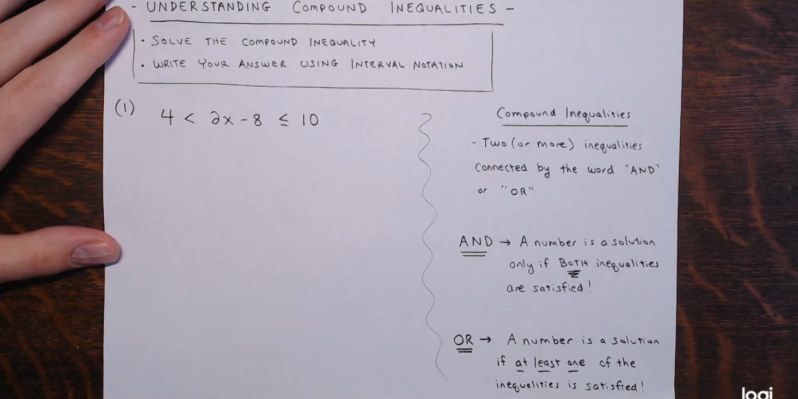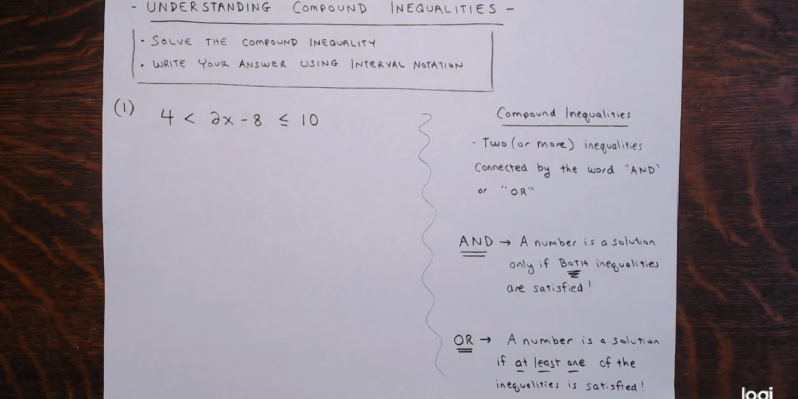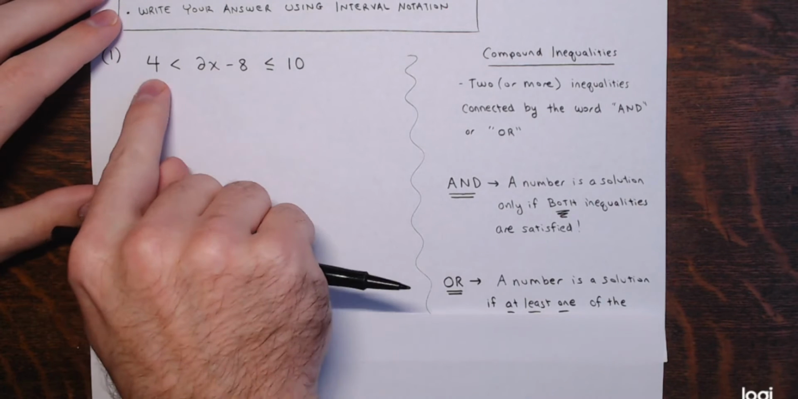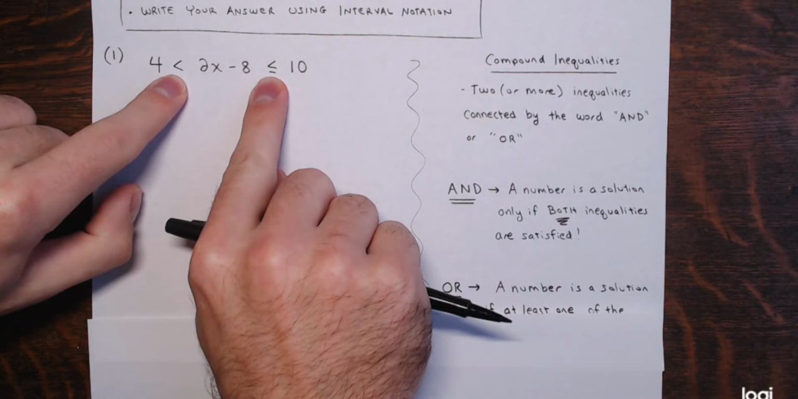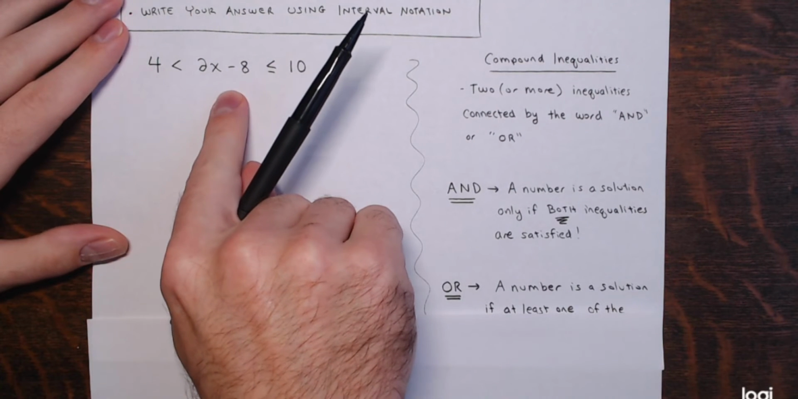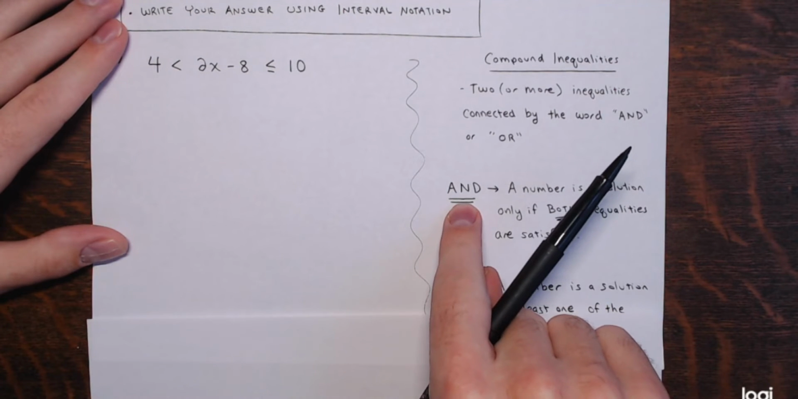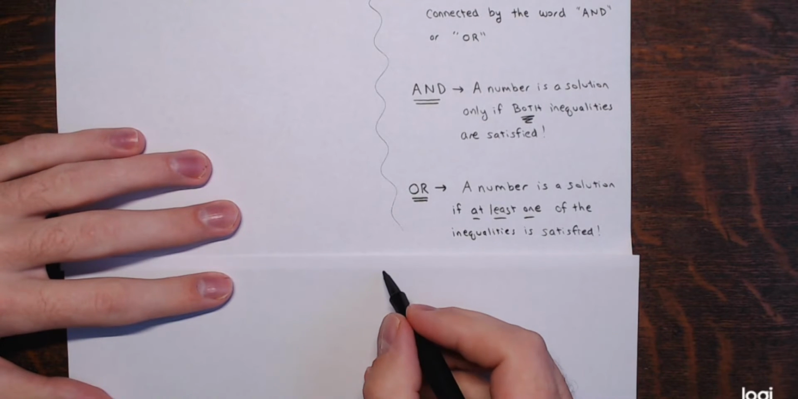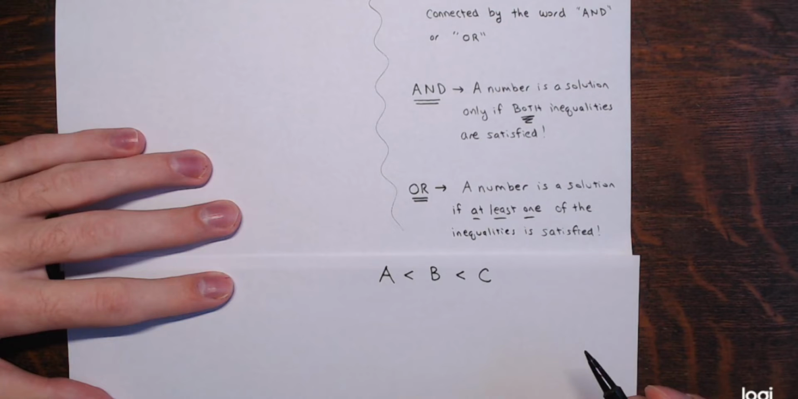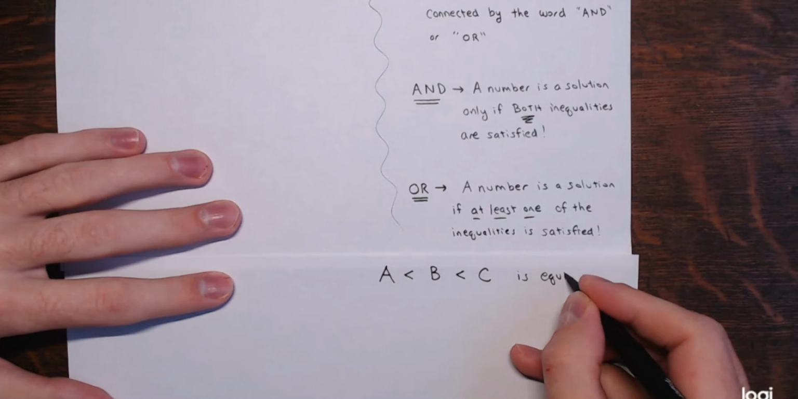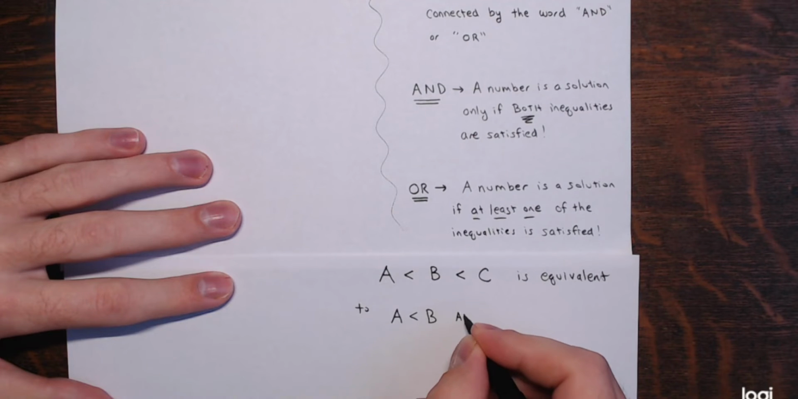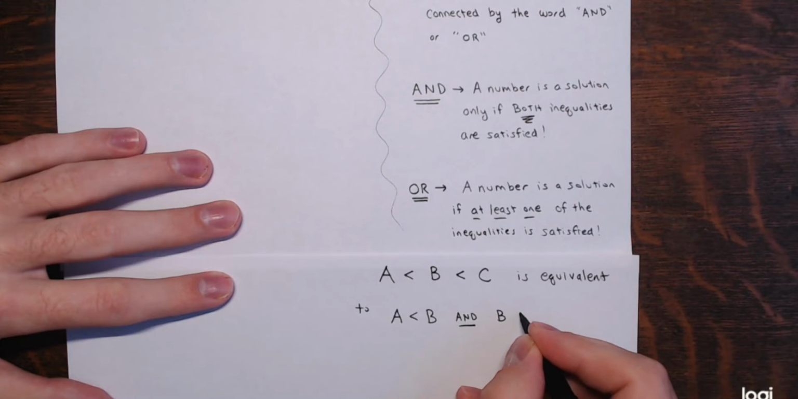Actually, I guess one more thing I should point out before we get into example one is, see how example one is a statement with two inequality symbols in it, a connected inequality, two inequalities joined at this middle part, this 2x minus 8. These kinds of inequalities are always and inequalities. So A is less than B is less than C, or less than or equal to, is equivalent to saying that A is less than B and B is less than C at the same time.